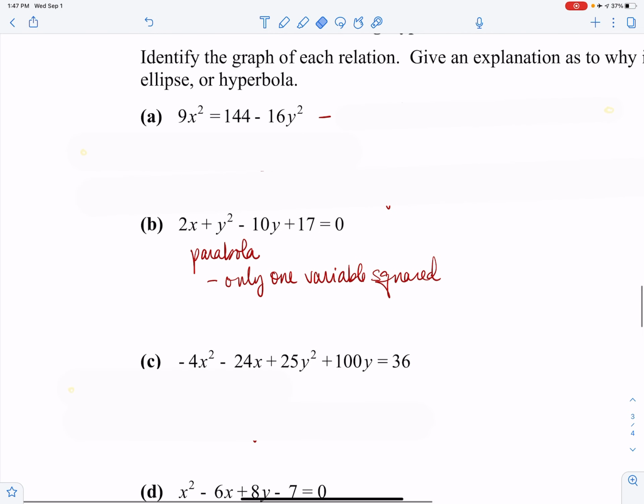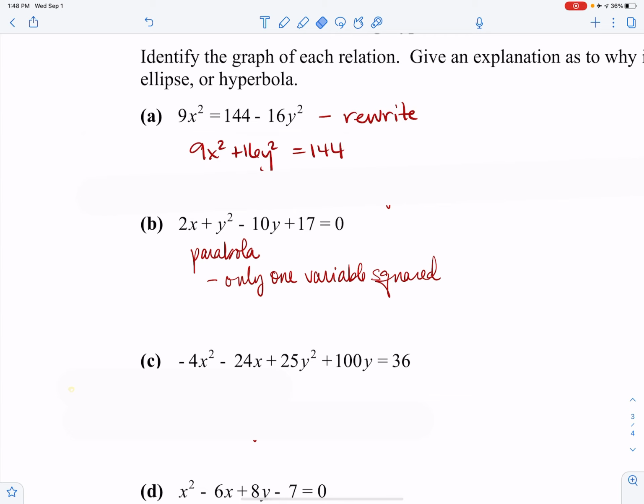Now, if we go back up to part A, the first thing I notice here is that my x squareds and my y squareds are not on the same side of the equal sign. So at the very least, you need to think about what that would look like if they are both on the same side. You don't necessarily have to rewrite it, but you have to at least think about it rewritten. If I rewrite this with both of my squared terms on the left side, I know that this is either going to be a circle or an ellipse. And I'm going to settle on the ellipse.